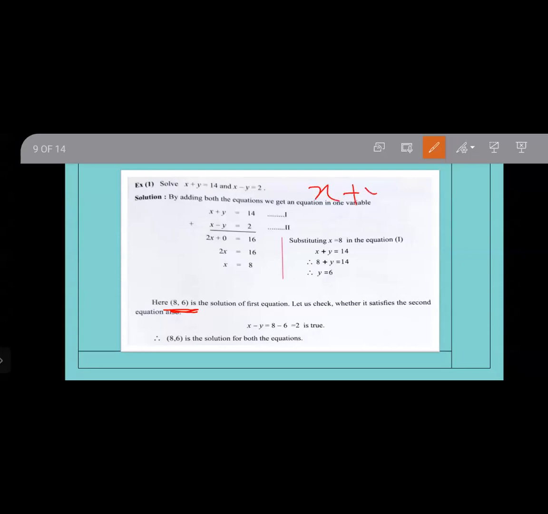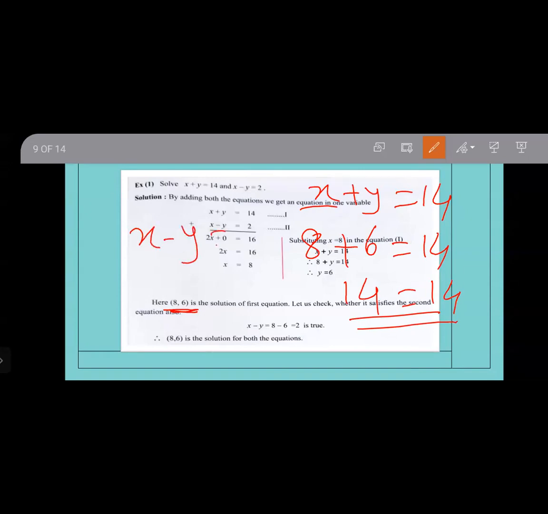Suppose x plus y equals to 14. x की वैल्यू क्या है, 8, y की वैल्यू क्या है, 6. 8 plus 6 is equal to 14 or no? It is equal to 14. That means it satisfies the equation. If you take equation 2, x minus y equals to 2. x की वैल्यू क्या है, 8, y की वैल्यू क्या है, 6. 8 minus 6 is equal to 2. Okay, so if you substitute in any of the equations, it will satisfy the equation. That means your answer is correct.